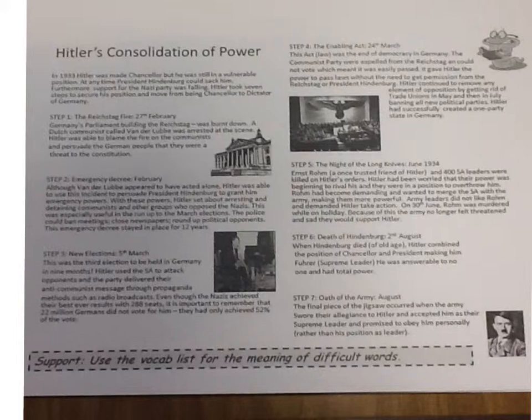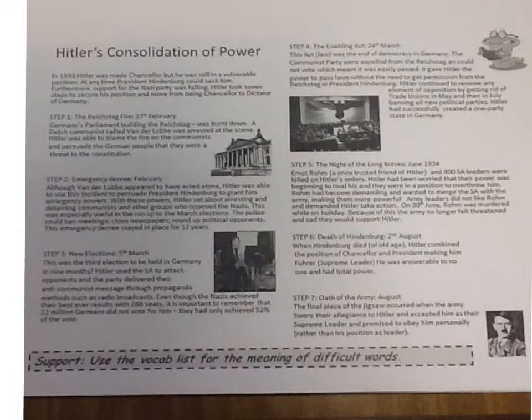This leads on to the death of Hindenburg in August 1934. When Hindenburg died, Hitler combined the two offices, chancellor and president, making him Führer. The army did not object because of what had happened in Step 5, the Night of the Long Knives.